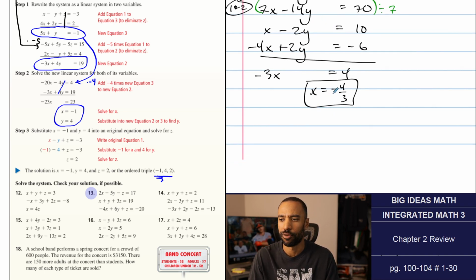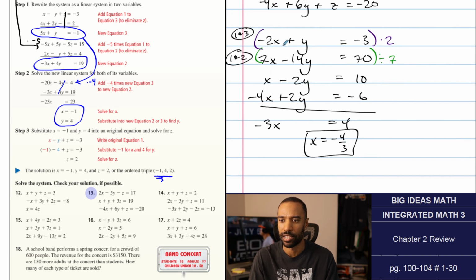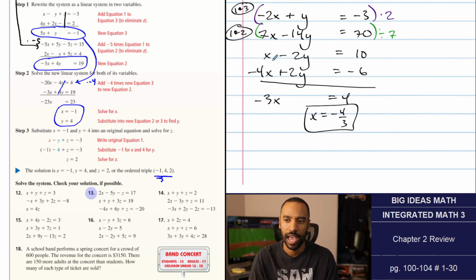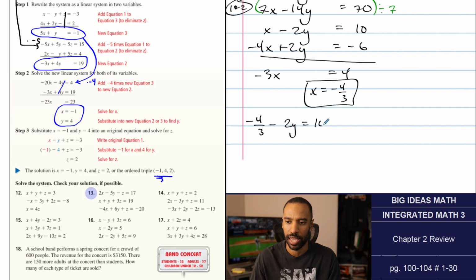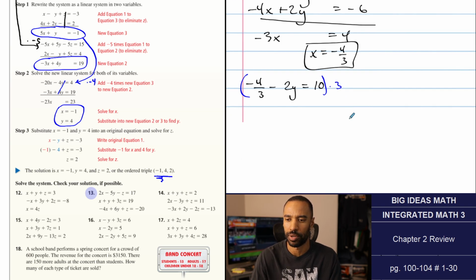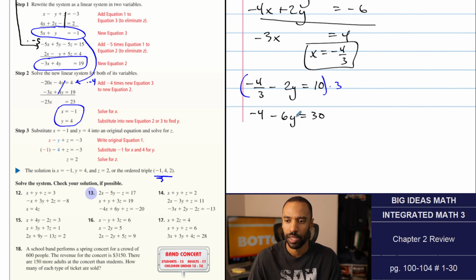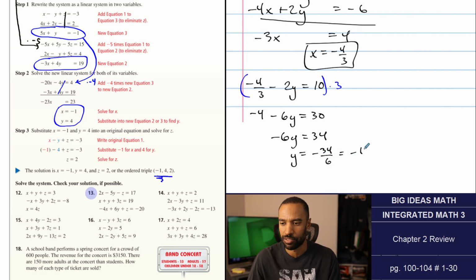So negative 4/3 goes in for x in one of your equations to solve, say for y. How about this one? x minus 2y equals 10. If you're already sick of the fraction like I am, I can multiply everything by 3, make it 3 times bigger, and we'll get negative 4 minus 6y equals 30. And solve for y here. Fully expect a fraction on y. Negative 6y equals 34. Divide by negative 6, you get y equals negative 34/6, which can reduce to negative 17/3.